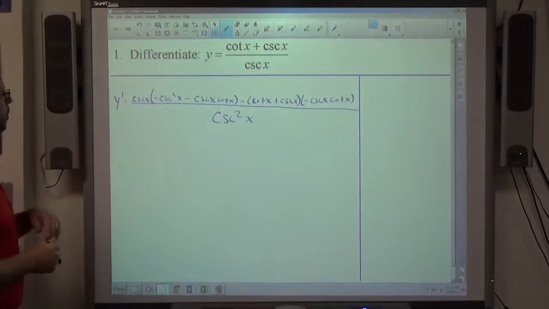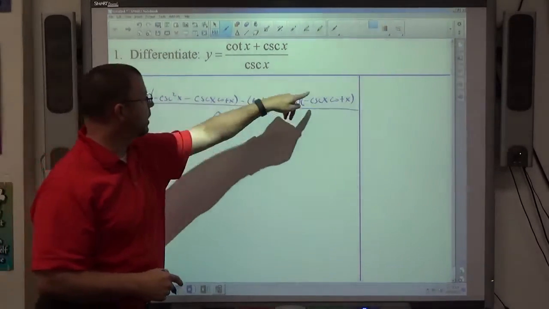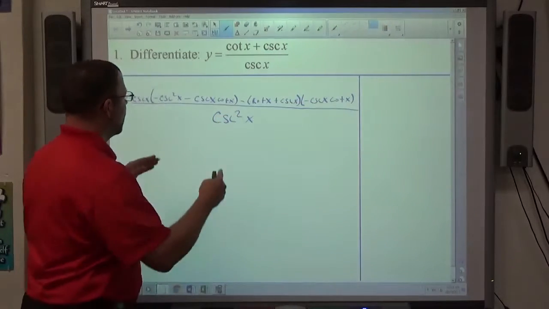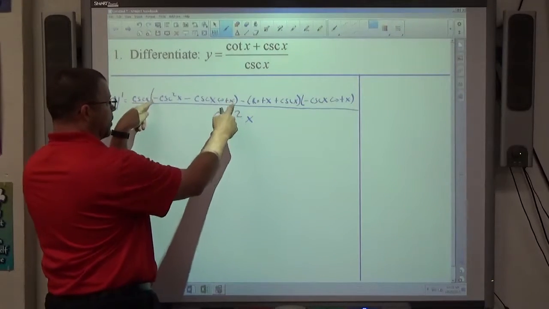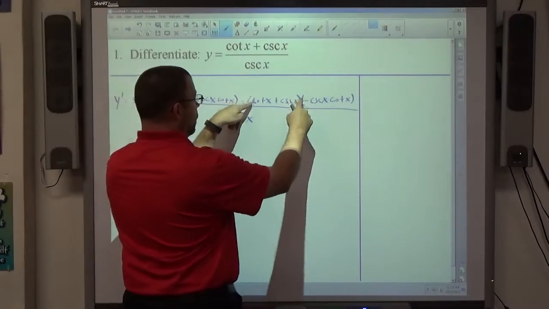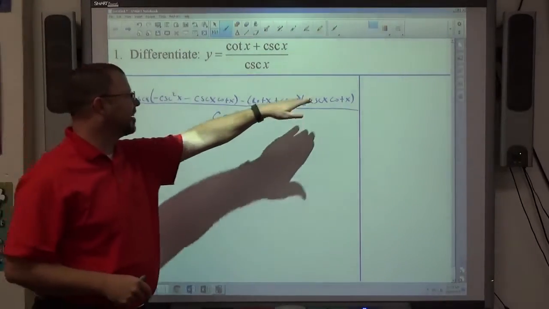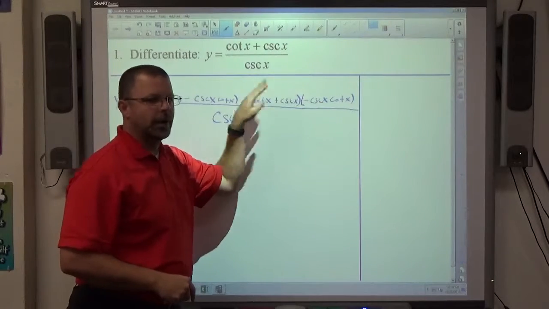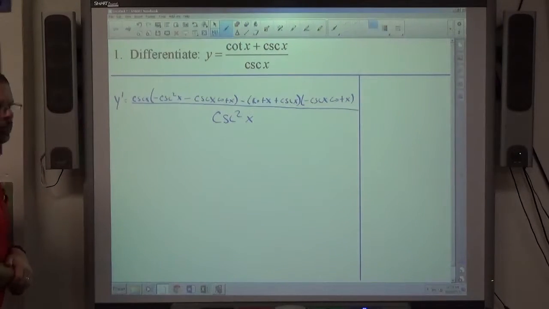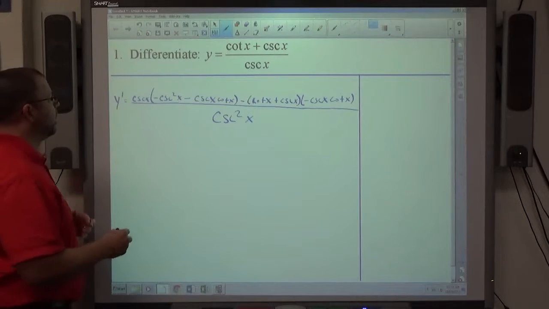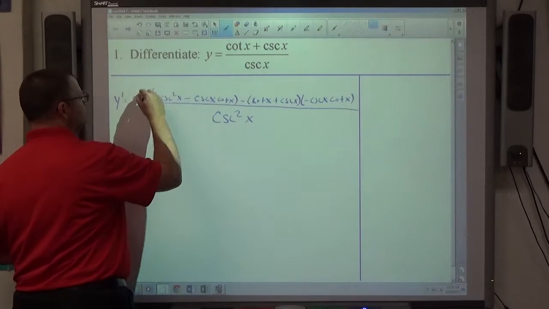Square over the square of what's below. So low d high minus high d low over the square of what's below. The d high is a binomial, the high is a binomial, so parentheses are necessary on both of those. I didn't necessarily need parentheses here, but I'm multiplying by negatives, so just to make sure there's no confusion as to what I'm multiplying by. At this point, I would then distribute and simplify as much as possible.